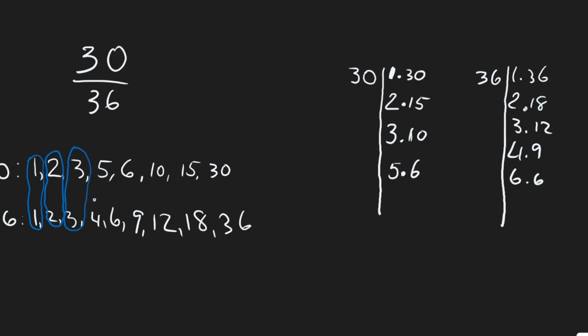Not 4, I get 4 here but no 4 in the factors of 30. I get 5 here, no 5 down here. We get 6 for both of them. 10 is here, but we don't get 10 for 36. 15, 30, we don't get that for 36. And we don't have the factors of 36, 9, 12, 18, 36, in 30. So we get 4 common factors here.